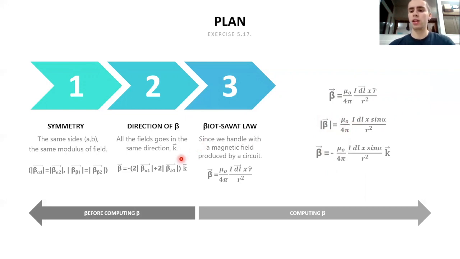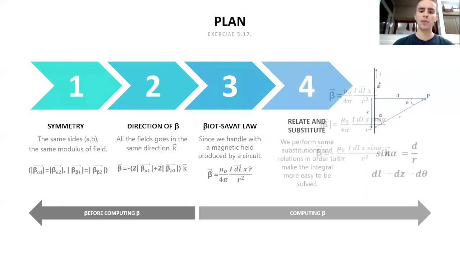Now let's start with the next part, that is the computation of B. Since we deal with a magnetic field produced by a circuit, we'll use the Biot-Savart law. Like I said, as we only have to compute the modulus part, we'll develop the formula and start from here. The next step in order to compute B will be to perform some substitutions relating the vector and the angles, as we can see in these examples, so that we'll be able to compute the integral.